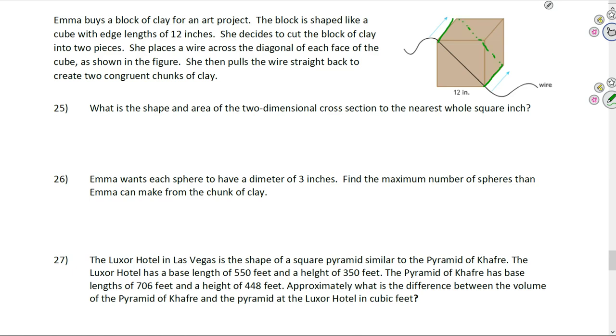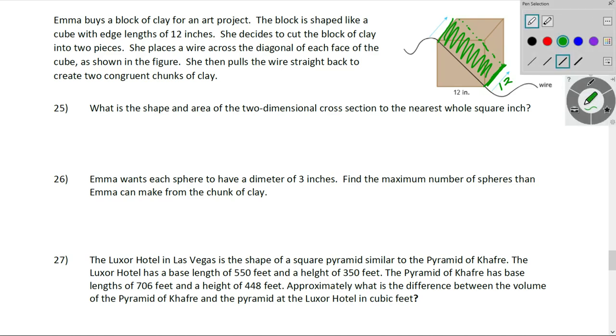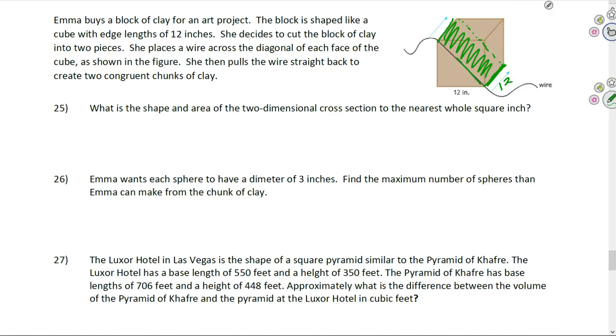Okay, now 25, what is the shape and area of the 2-dimensional cross-section to the nearest square inch? So what is this area right here? Well, I know this length right here is 12. That's pretty easy. I don't know how long this is, but I can find it. So it's a cube, and so if this is 12, this is also 12. And if it's a cube, then I have a right angle, and I can use the Pythagorean theorem to find that length.